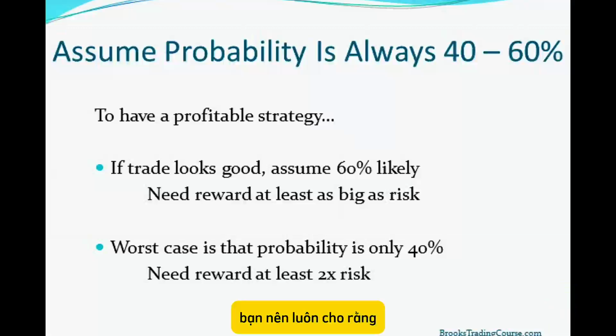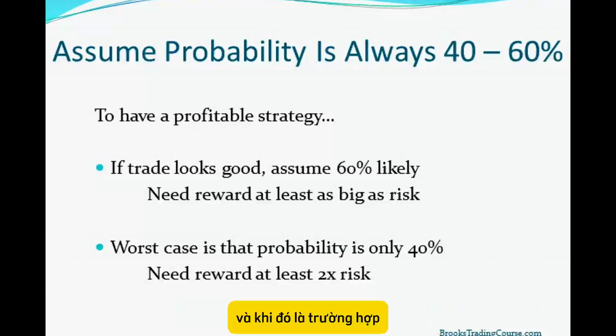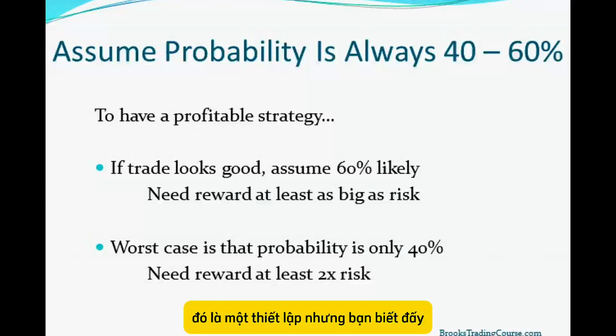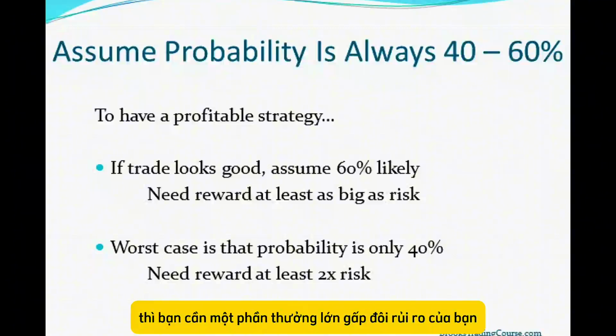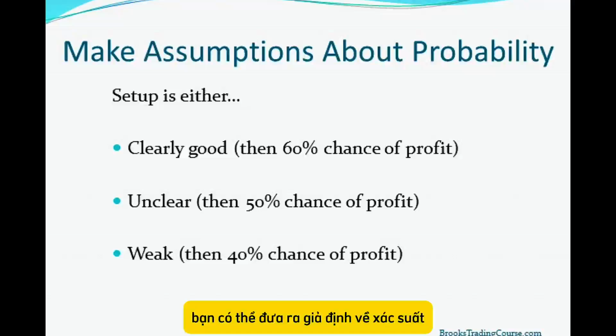You should always assume that the probability is between 40 and 60%. To have a profitable strategy, when a trade looks good, you assume it's 60% likely of being successful. When that's the case, you need a reward at least as big as the risk. Worst case is the probability is only 40%, and when that's the case, you need a reward at least twice as big as your risk. So if you look at a setup and you say, yeah, it's a setup, but I don't think it's going to work, then you need a reward twice as big as your risk at a minimum to have a positive trader's equation.